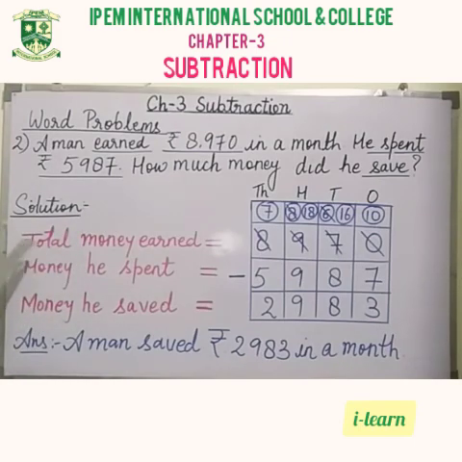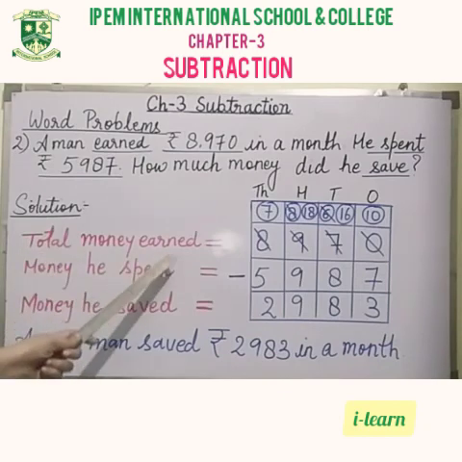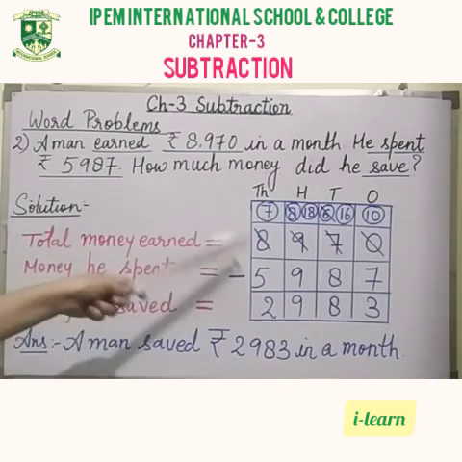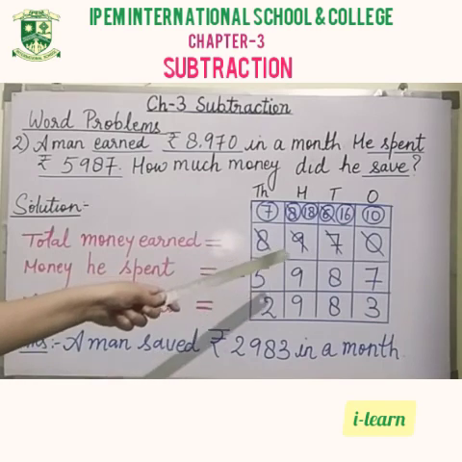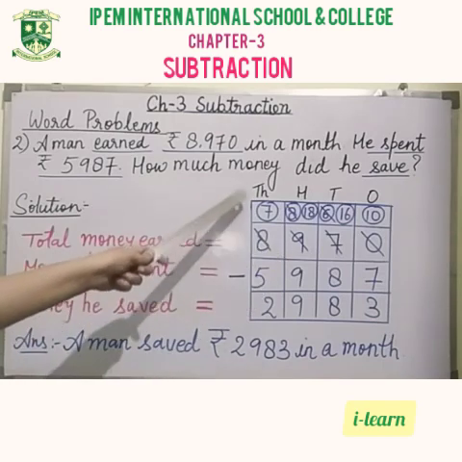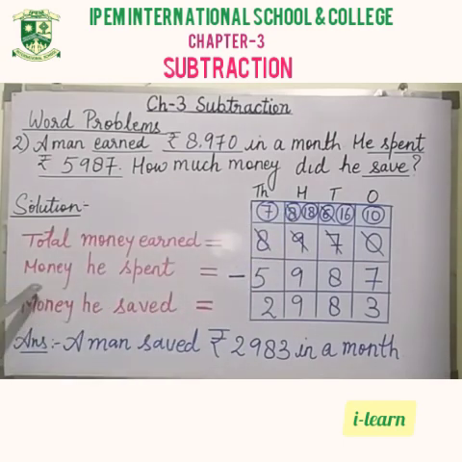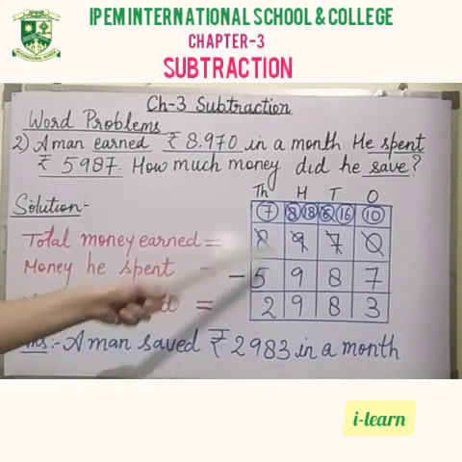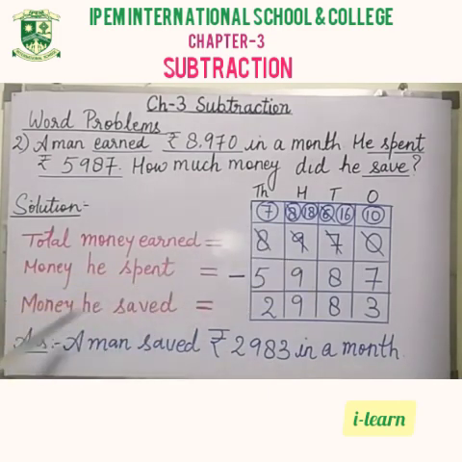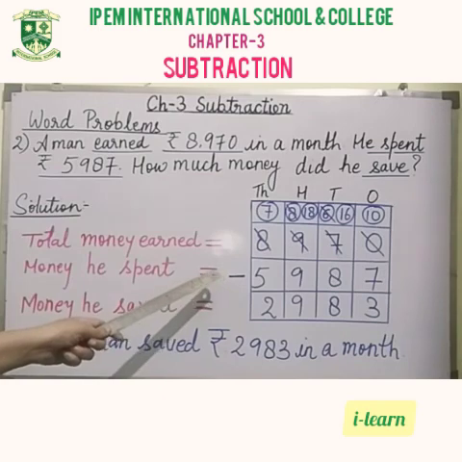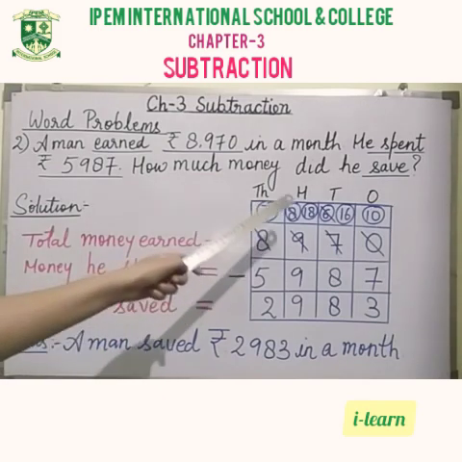See the solution. So first statement is total money earned. So what is the total money a man earned in a month? It is 8,970. So we will make columns of thousands, hundreds, tens and ones. Second statement is money he spent is equal to 5,987. Now we have to find out how much money he saved in a month. So for that we have to do subtraction here. Now we will start from the ones column.